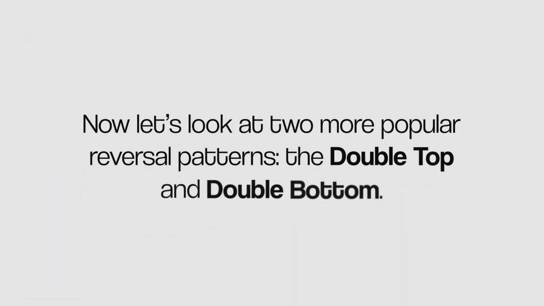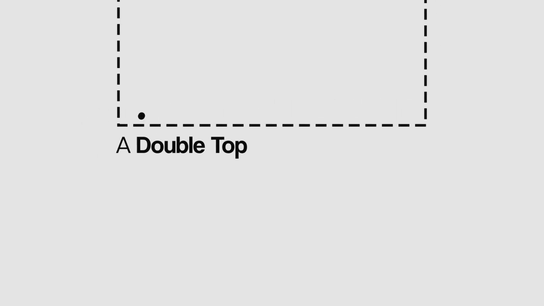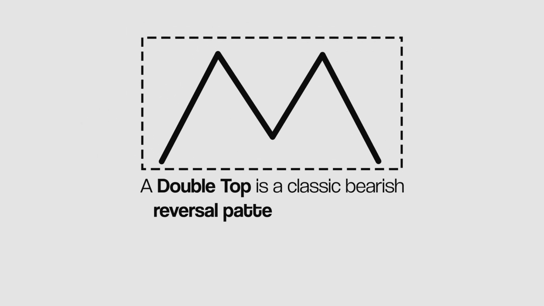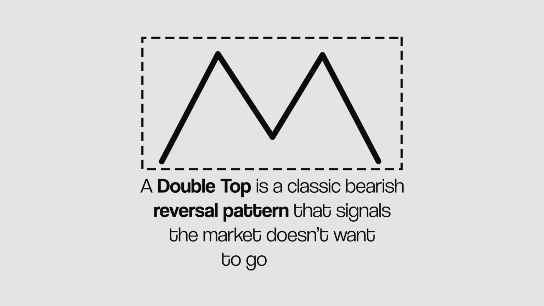Now let's look at two more popular reversal patterns, the double top and double bottom. A double top is a classic bearish reversal pattern that signals the market doesn't want to go higher.